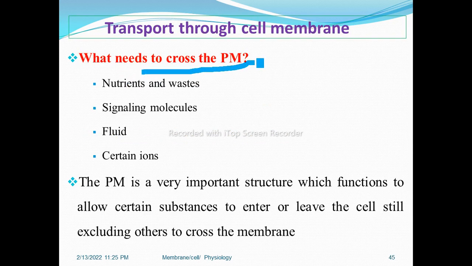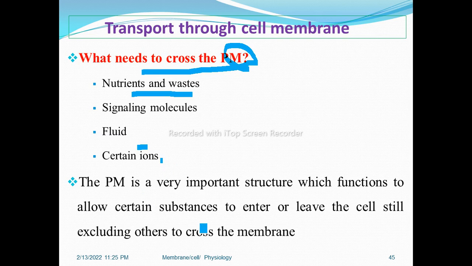What needs to cross the plasma membrane or cell membrane? Nutrients, wastes, molecules, fluid, and certain ions. The plasma membrane is a very important structure which functions to allow certain substances to enter or leave the cell, while excluding others from crossing or passing the cell membrane.